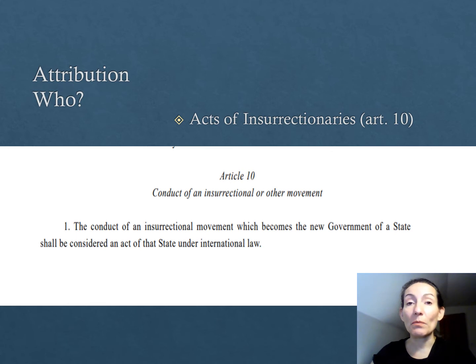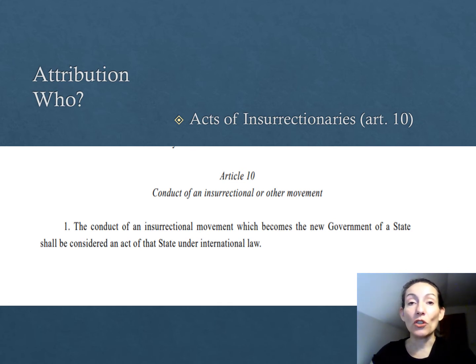Acts of insurrectional movements or mobs can also be attributed to the state when the movement becomes a representative of the state, that is, when it succeeds in its insurrection. So a non-state armed group that organizes a coup d'etat and becomes successful will also have international responsibility for violations of international law that happened while it was an insurrectional group, but only if it later becomes part of the state.